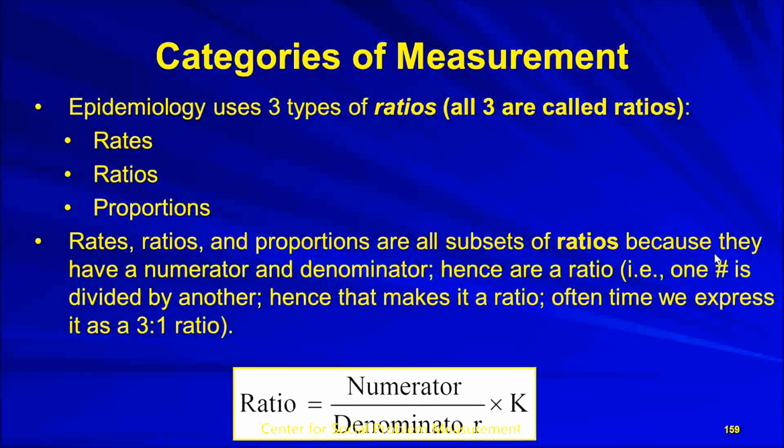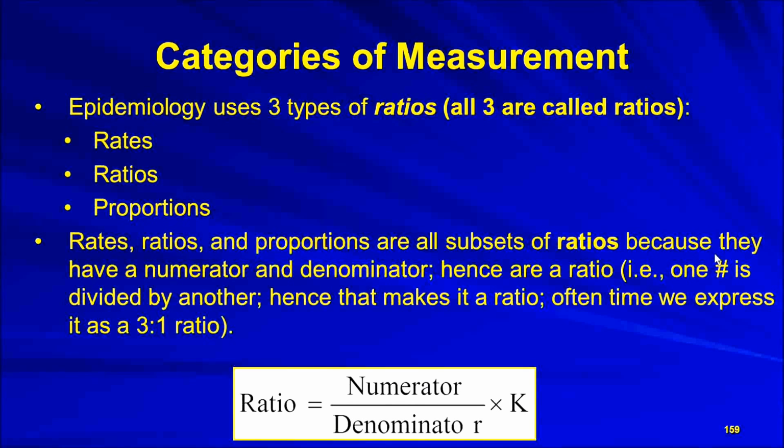Now, categories of measurement. Epidemiology uses three types. See, I've spelled it out again because I wanted to make certain that you got it. And all three of these are called ratios. So you now know that. Okay? And ratios and proportions are all subsets of ratios because they have a numerator and a denominator, just as I've explained before, hence are a ratio, and they have a constant. Okay? So hopefully you won't be confused and you will understand.